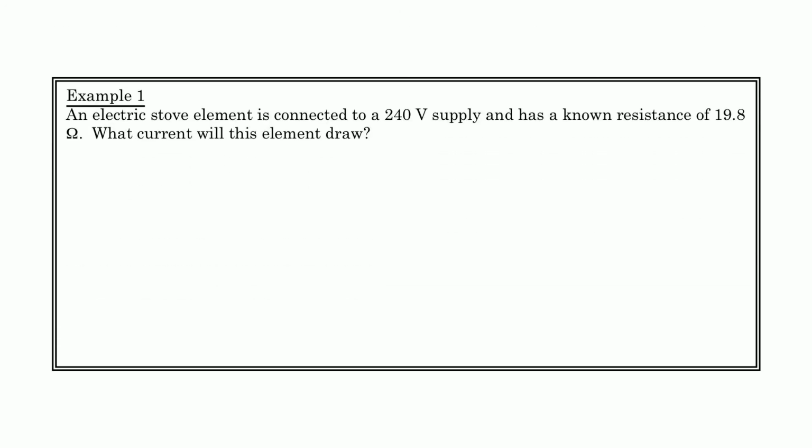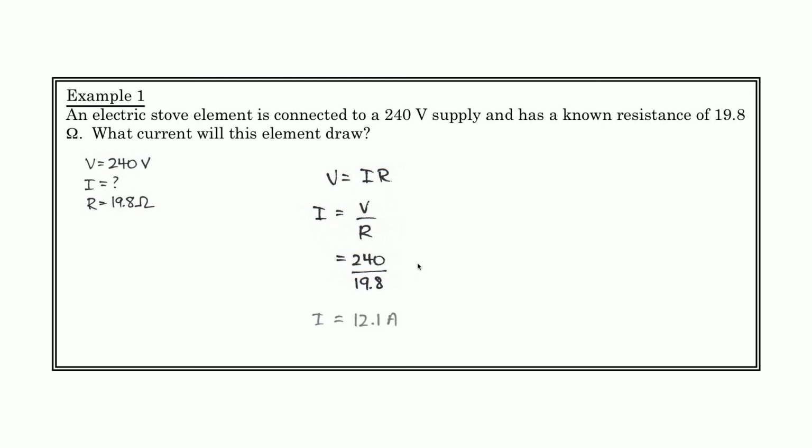So let's take a look at a quick example. An electric stove element is connected to a 240 volt supply and has a known resistance of 19.8 ohms. What current does this element draw? All right. Well, we know V, we know the resistance, and we'd like to determine the current through this element. So we use V equals IR, and we can rearrange it to solve for the current. When we make our substitution, we end up with 12.1 amps of current through this stove element, which is actually a lot of current.